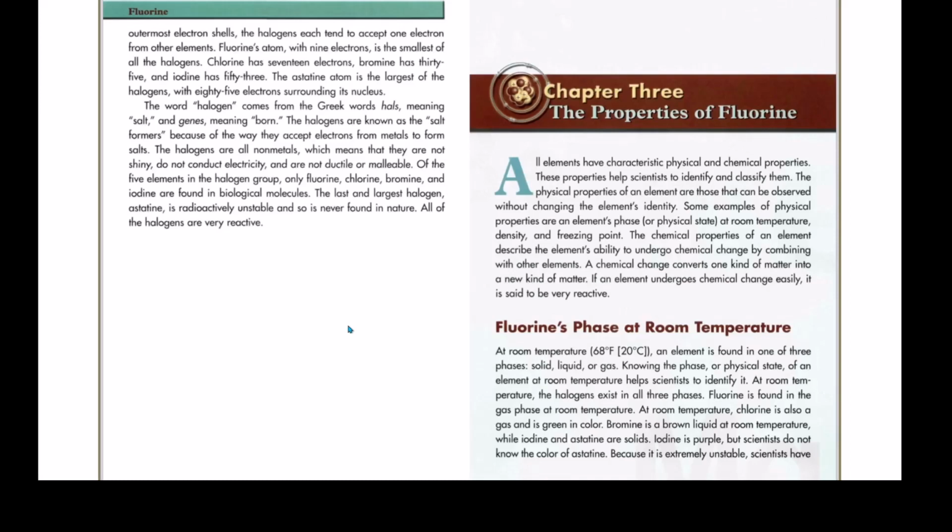Of the 5 elements in the halogen group, only fluorine, chlorine, bromine, and iodine are found in biological molecules. The last and largest halogen, astatine, is radioactively unstable, though it's never found in nature. All of the halogens are very reactive.